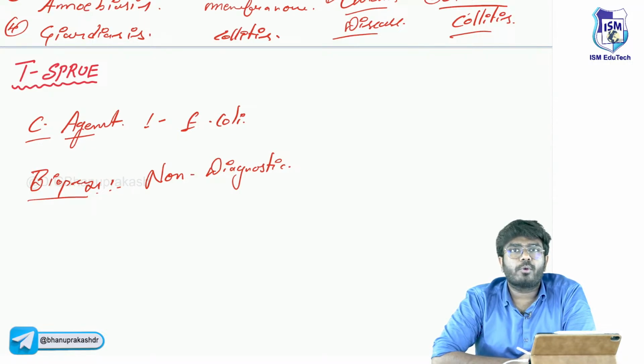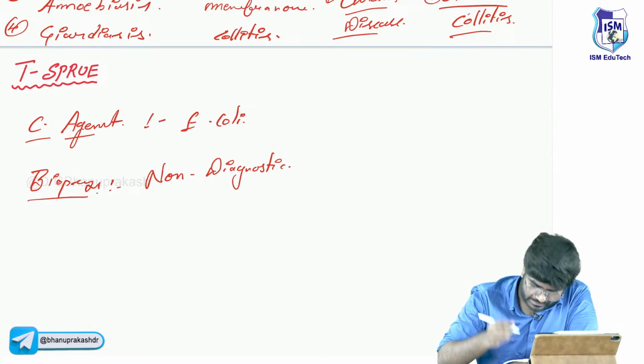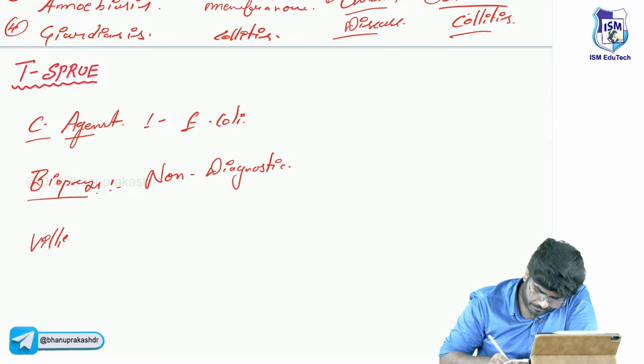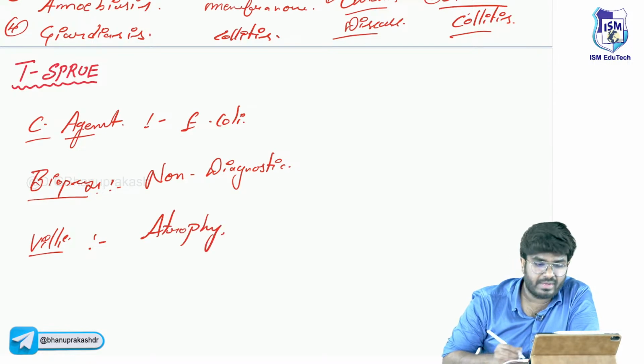During this inflammatory process, the villi which are supposed to absorb the food and nutrients have undergone atrophy. There is atrophy of the villi. Villous atrophy is seen.